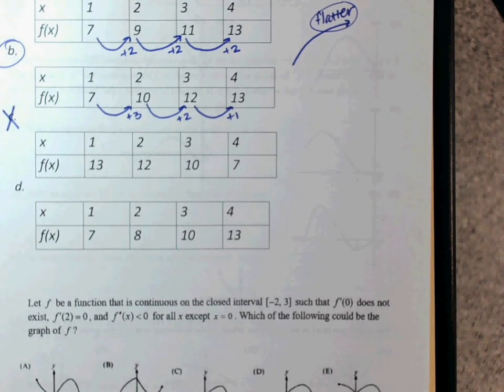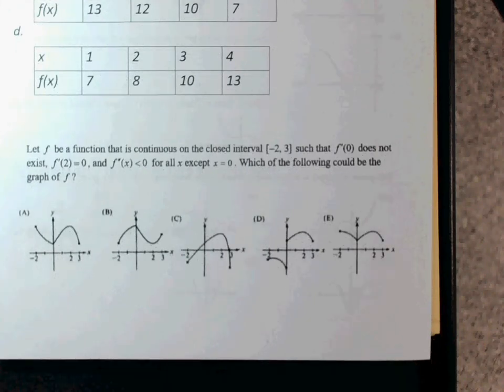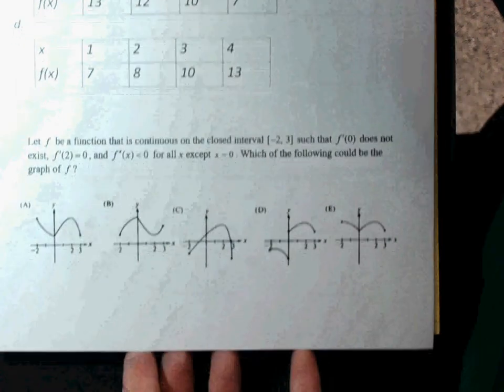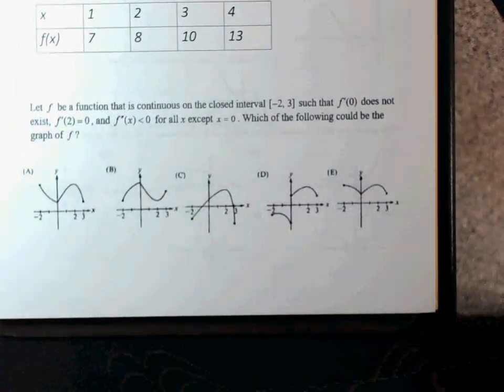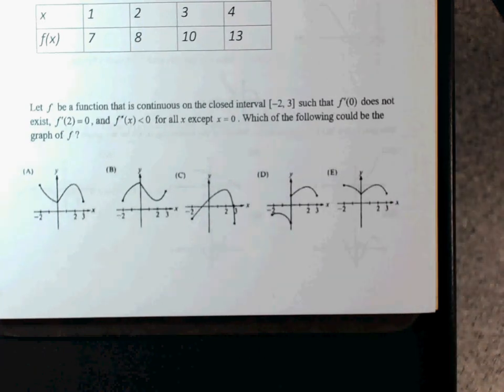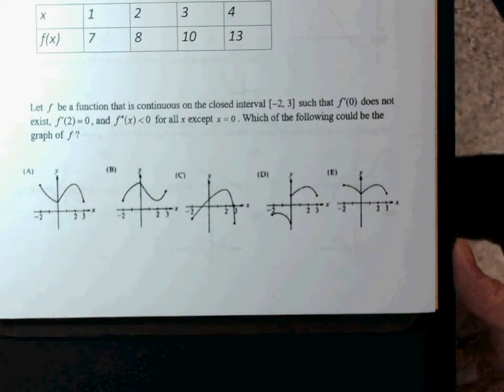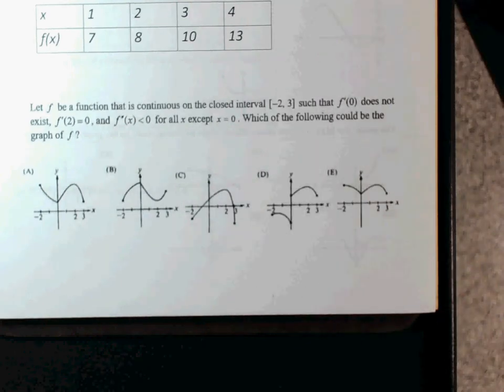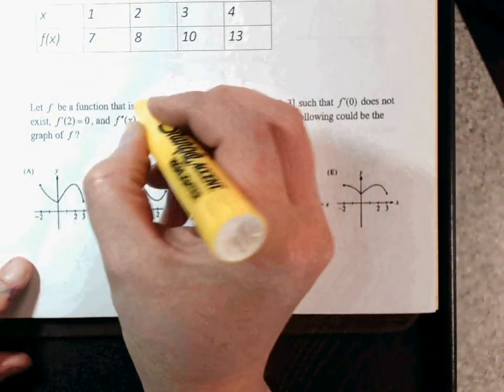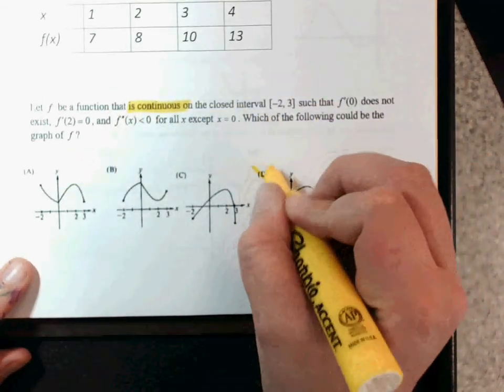Look for your easy eliminates. Okay, lots of random stuff here. Okay, what's the easiest one to eliminate if we know it's continuous? Okay, D automatically is out.